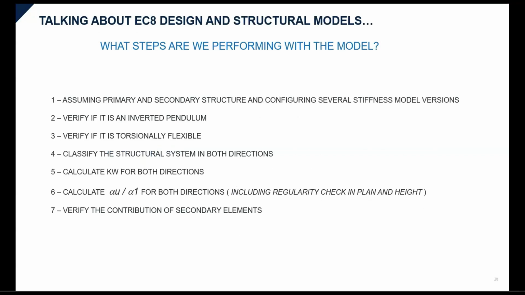So, quickly, to give everyone a clear idea, after this introduction, what we propose to do during this webinar is, first, make an assumption of primary and secondary structures and configure different stiffness models in our ETABS application. We will develop the necessary processes to check if we are in an inverted pendulum situation, check if it is a torsionally flexible structure, and classify our structural system in the 2 principal horizontal directions. We will also calculate the kW factor for both directions and the alpha U over alpha 1 factor for both directions, including the check for regularity in plan and height. At the end of this webinar, we will verify the contribution of the secondary elements and whether this contribution violates any of the conditions imposed by Eurocode 8.